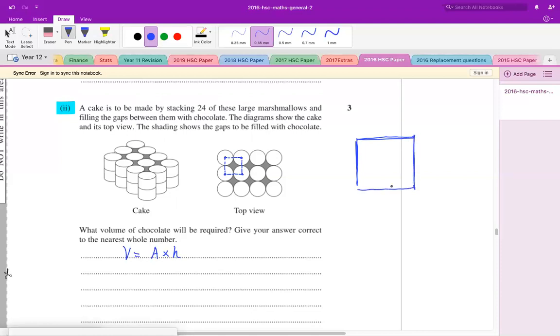I'll try to draw it accurately, but it's a bit hard. And then this goes through the middle of each side. Okay. And then I'm just going to shade it in green, I guess. This is the area I want.